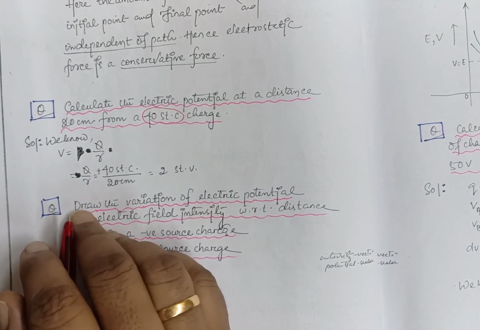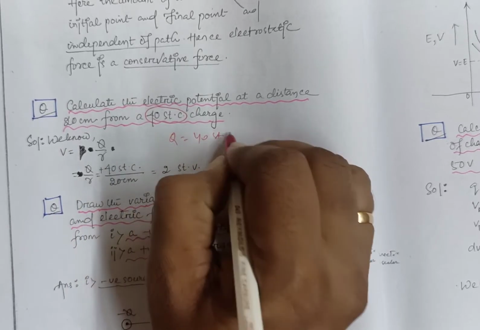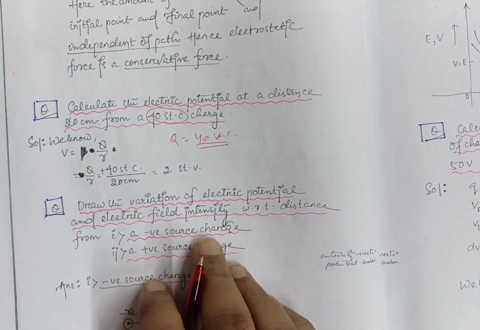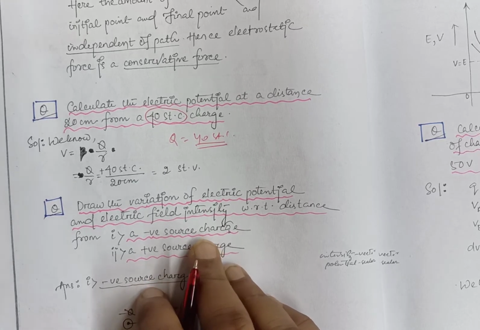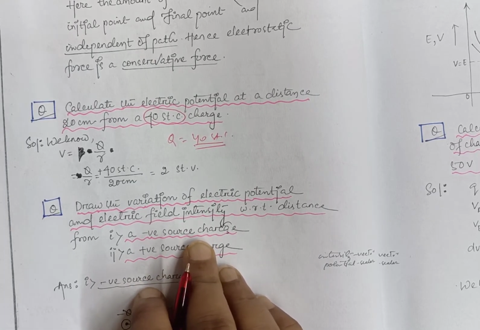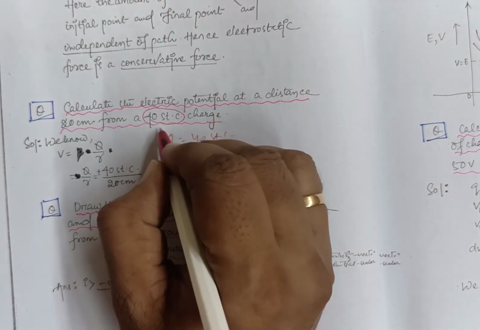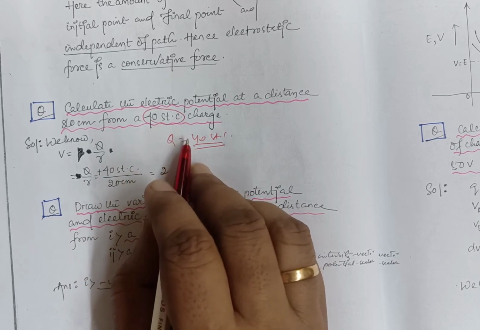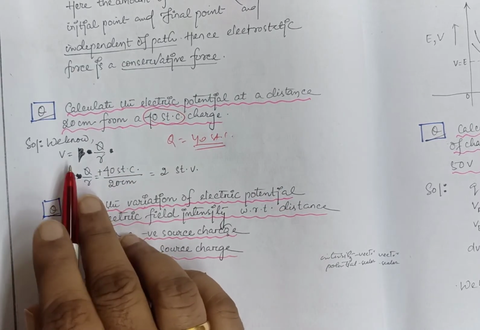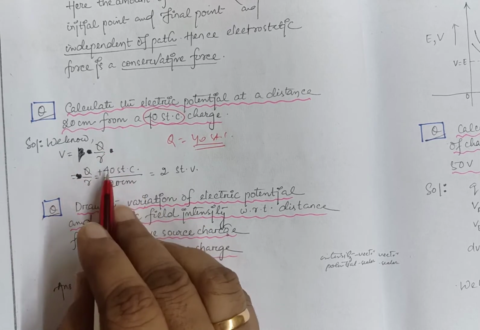As it is a CGS system, Q is equal to 40 stat coulomb. That means it is electrostatic unit. So the electrostatic formula is V is equal to only Q by R. As it is not mentioned whether it is a positive charge or negative charge, we will treat it as a positive charge. As the minus sign is not mentioned, we will think it is a positive charge. So our electric potential formula in electrostatic unit will be V is equal to Q by R.